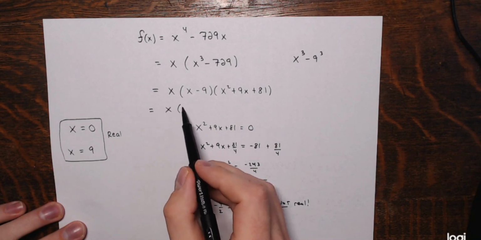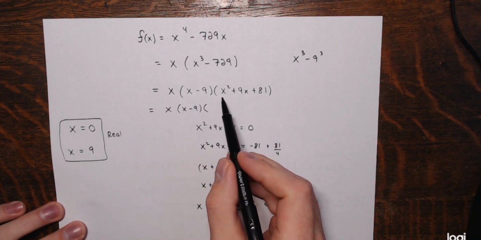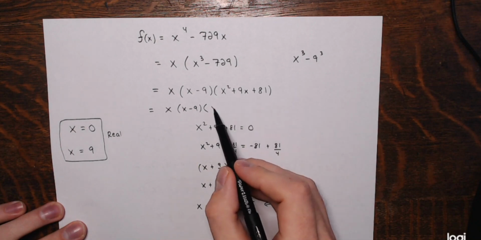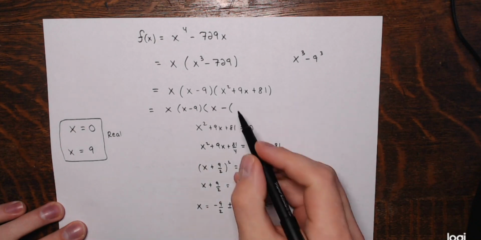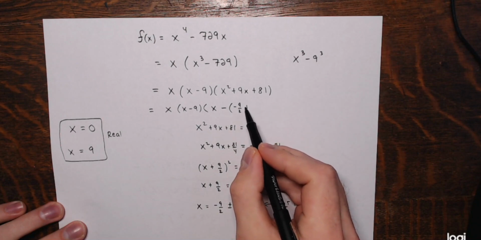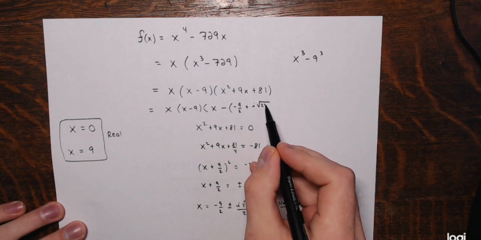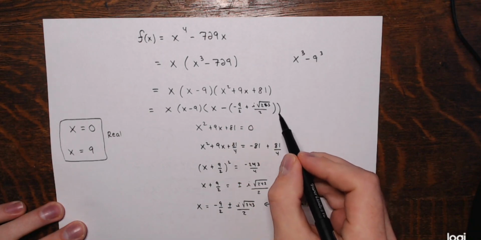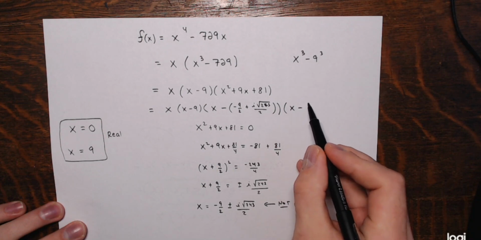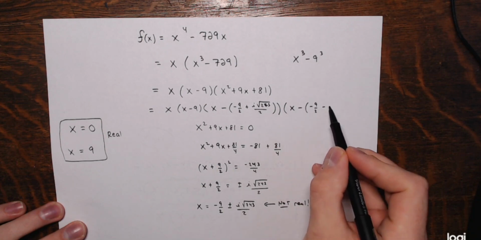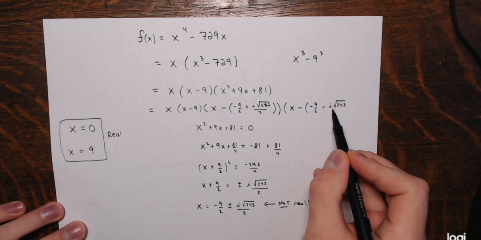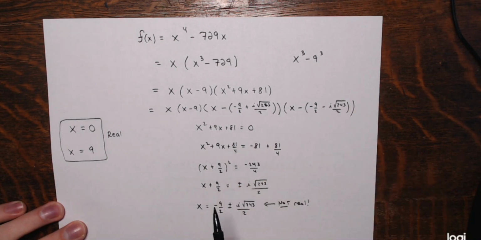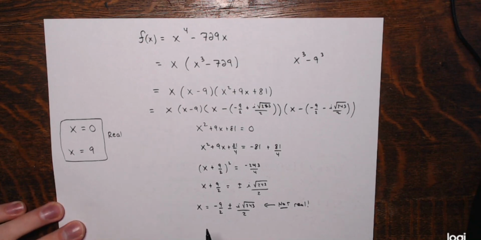This would be x times x minus 9, and then this x squared plus 9x plus 81 could factor to x minus one of these, negative 9 halves plus i times the square root of 243 all over 2. And then the other factor is x minus the other one, negative 9 halves minus i times the square root of 243 all over 2, right? But that's annoying, right? You see why we don't keep factoring to the complex numbers too often, because it can be a bit of a pain to write, right?